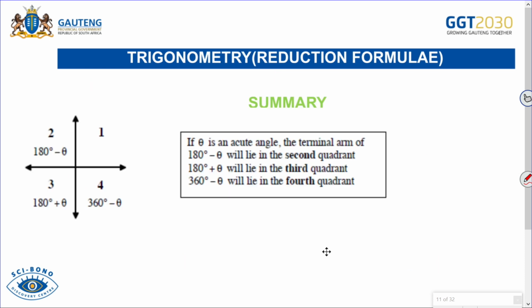Let's move along. Okay, so in summary, if theta is an acute angle, the terminal arm of 180 degrees minus theta will lie in the second quadrant. I've already said that in the previous slide. And then 180 degrees plus theta will lie in the third quadrant. Already I've said that. Moving to 360 degrees minus theta, it is going to lie in the fourth quadrant, right?